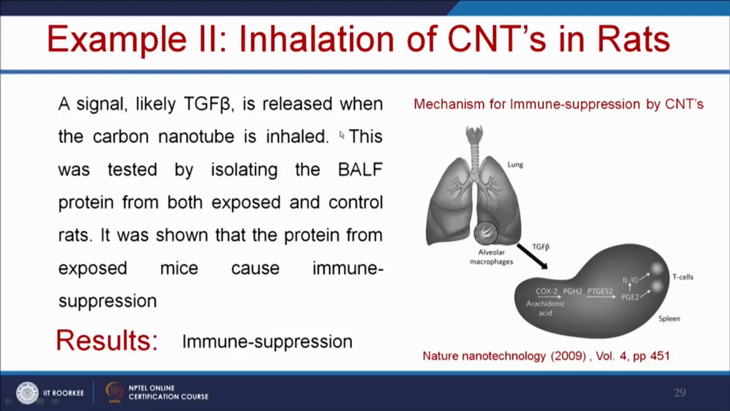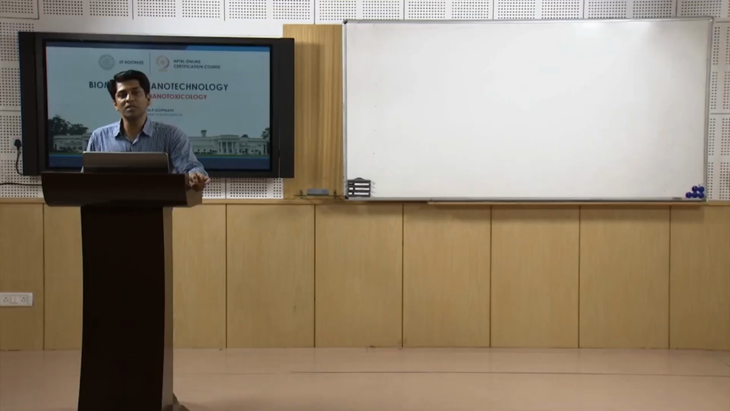So here the researchers observed that a signal like TGF beta is released when the carbon nanotube is inhaled. So this was tested by isolating the bronchoalveolar lavage fluid protein from both exposed and control rats, and it was shown that the protein from exposed mice caused immune suppression. Okay. So here there is no death of rats, and here only the immune suppression.